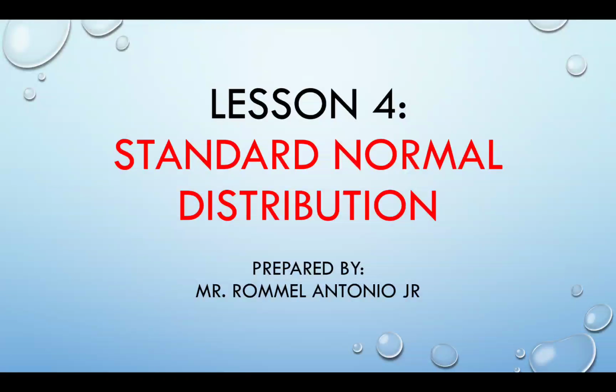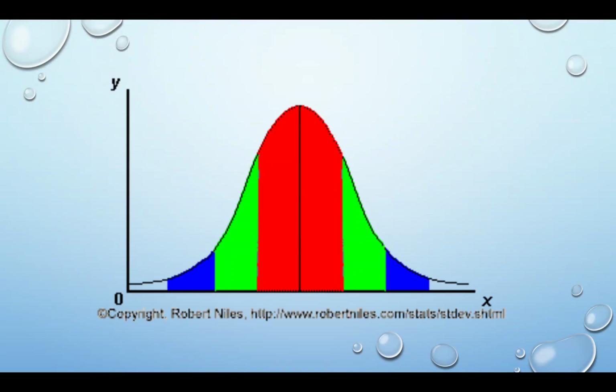Good day, everyone. As a continuation of the discussion on normal distribution, we will now focus on standard normal distribution. Remember that in our previous video, we discussed that one standard deviation away from the mean is 68% of the data. Two standard deviations from the mean is 95% of the data, while 3 standard deviations from the mean comprises 99.7% of the data. This is only true for 1, 2, and 3 standard deviations away.